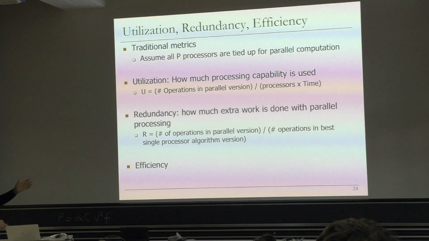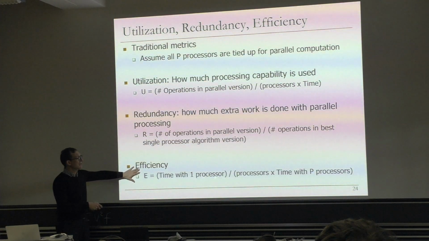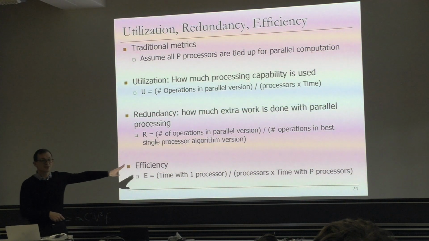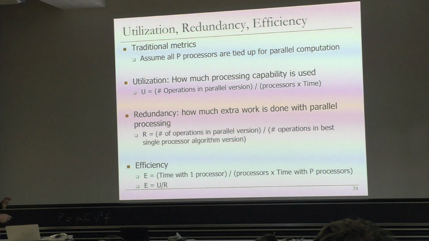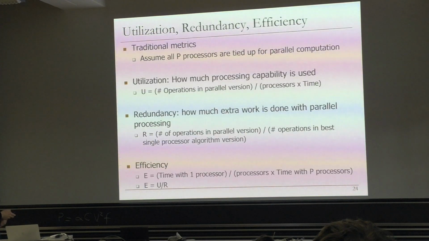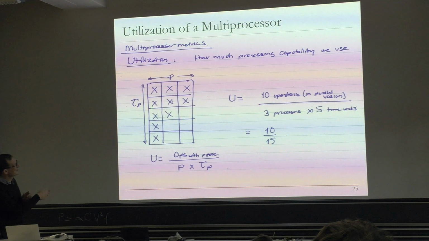And the last one is efficiency, which is an important metric, clearly. Basically, this is the time it takes with one processor divided by the time it takes with P processors times the number of processors. And efficiency is actually utilization divided by redundancy. If you actually do the calculation, if you followed all of this, you'll find that out. But let's take a look at the example that we've seen earlier, the simple polynomial evaluation example. This is essentially utilization, which is how much processing capability we use. Recall, or trust me, that this was the case.